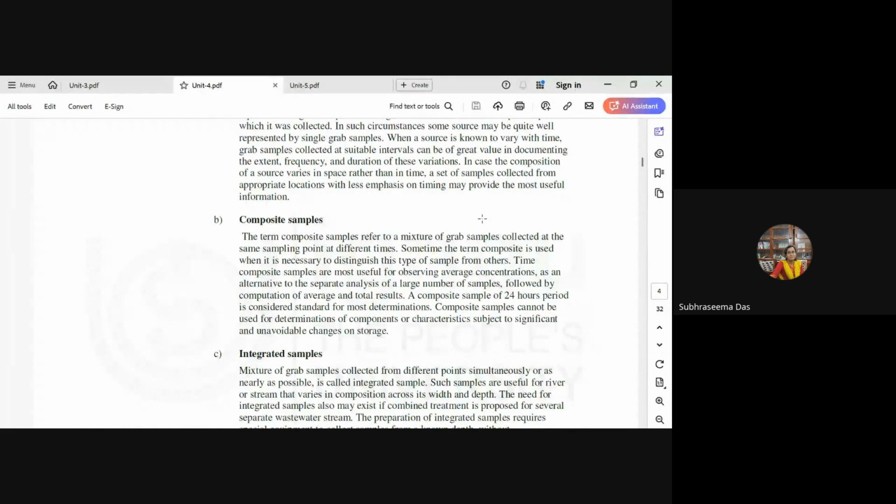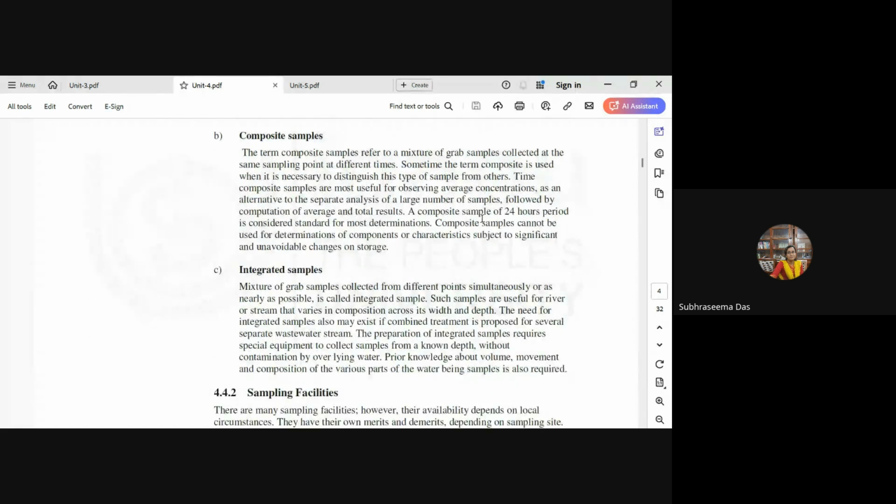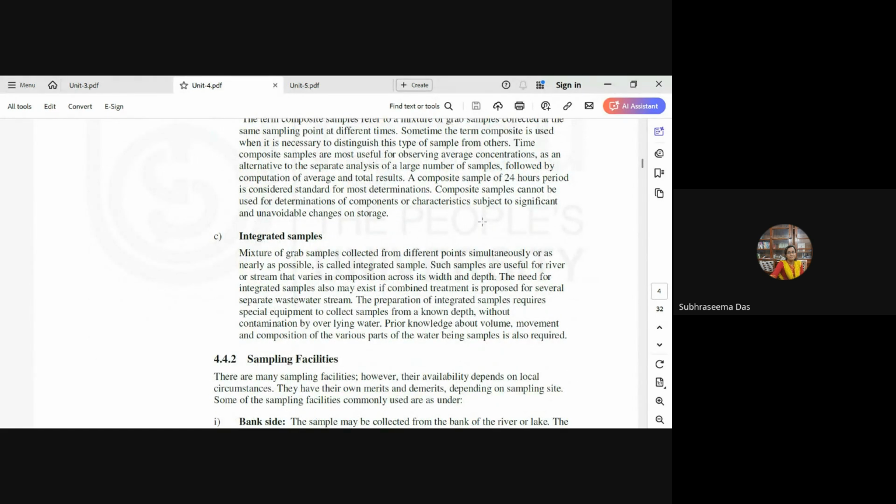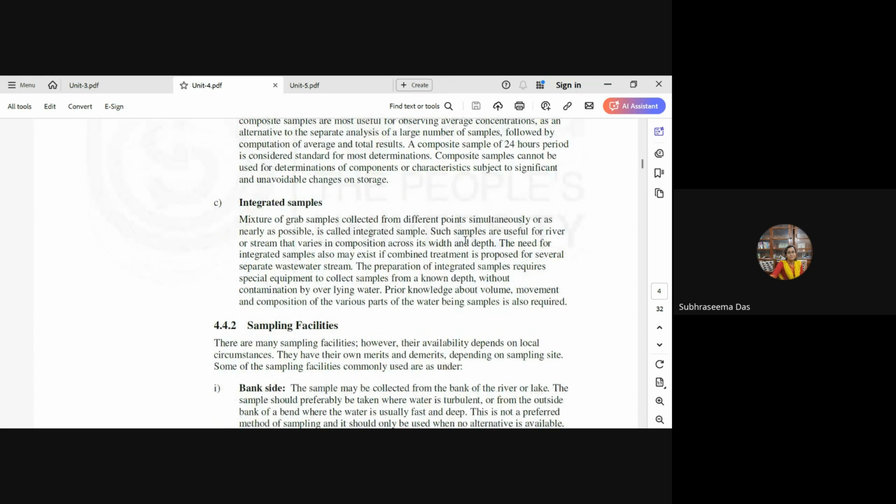Then the composite sample: it is a mixture of grab samples which have been collected at the same sampling point but at different times. The word composite always indicates a mixture, so here it indicates a mixture of grab samples. And then coming to integrated samples: when we have a mixture of grab samples collected from different points, or points which lie close to each other, they are called an integrated sample. So these are the three water samples that we usually come across.